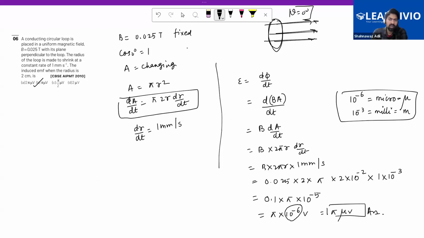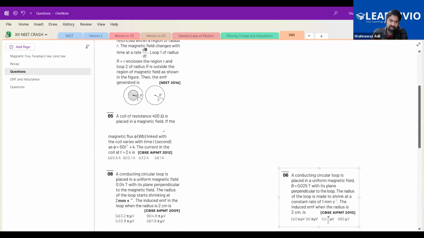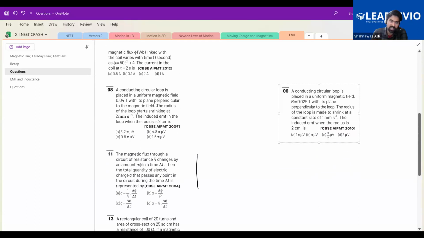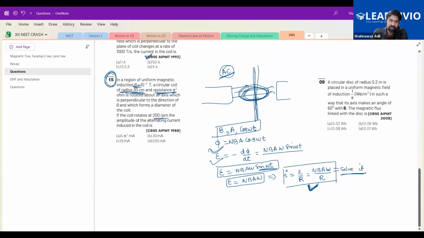Okay, so you guys can practice the rest of the questions as well. And you can just find out that in this one, the angle is changing, right? And in this one, the magnetic field is changing. And in this one, the whole magnetic flux is changing. In this one, the area is changing. So these are the kind of questions that you have. And this one is related to the EMF, right?